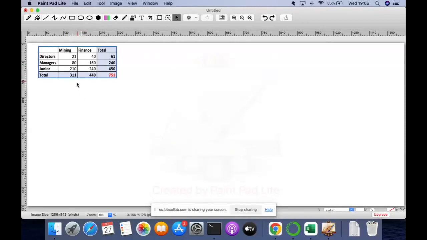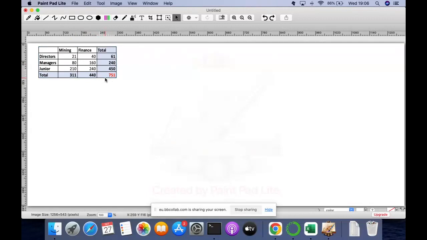All right. So what this table tells you basically, if you just look at the number 21, that tells you that there are 21 directors in the mining industry. If you look at the 160, what that's telling you is that there are 160 managers in the finance sector. And then we have the totals in the last column and the bottom row. So basically, if you look at the 61 total, it's adding up all the directors. Whether you're in mining or finance, we've added it up and we've got 61. And similarly for 240, that means we have 240 managers in total, irrespective of their industry sector.